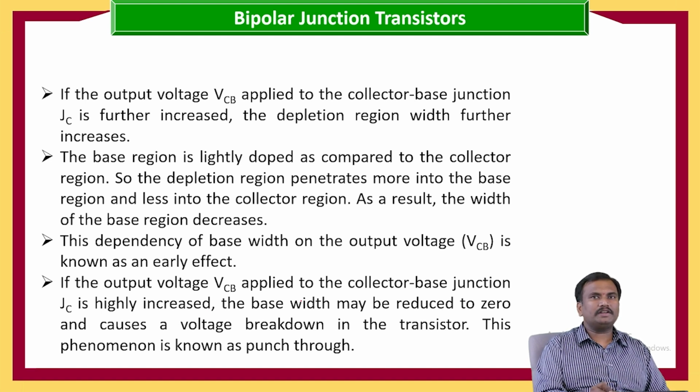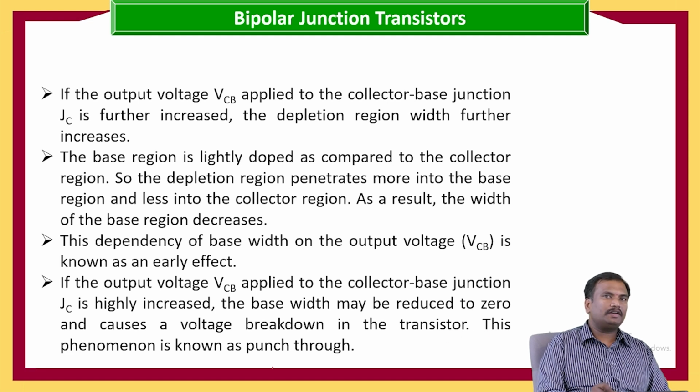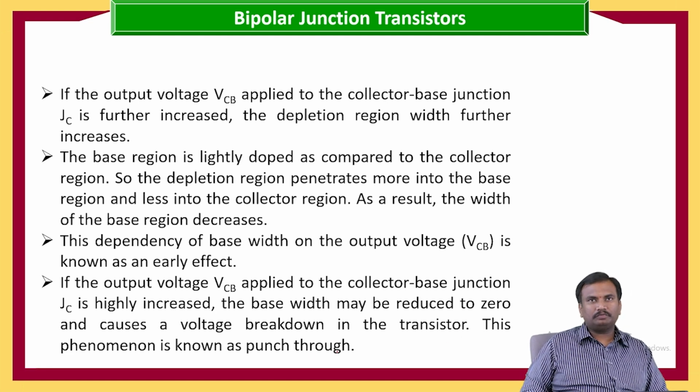If the output voltage applied to the collector to base junction is highly increased, the base width may be reduced to zero and causes a voltage breakdown in the transistor. This phenomenon is known as punch through.